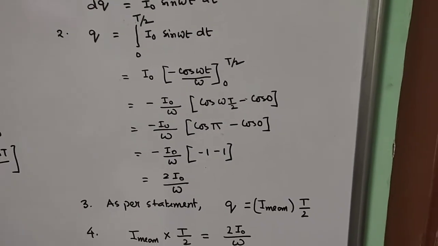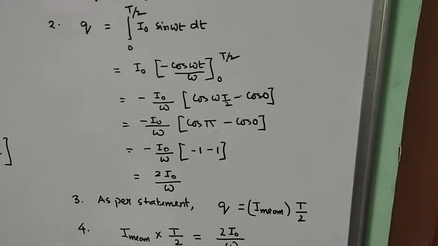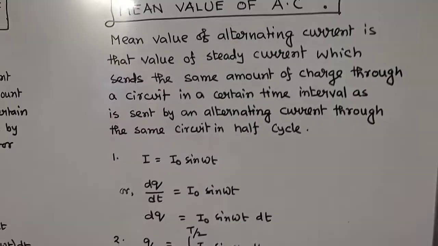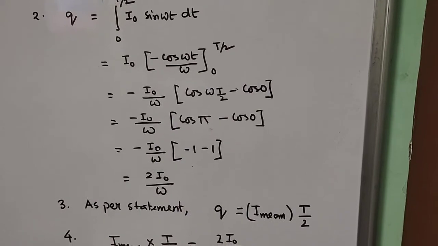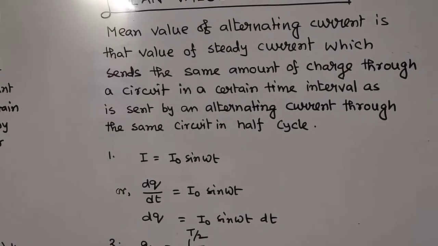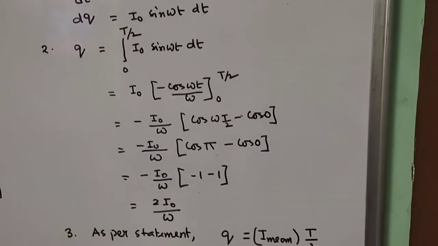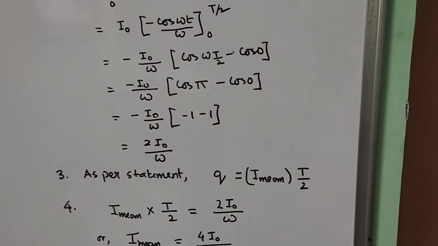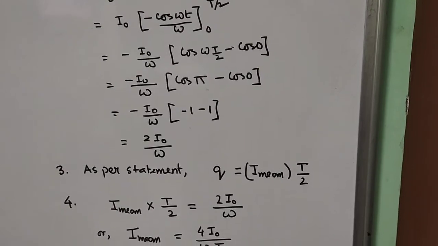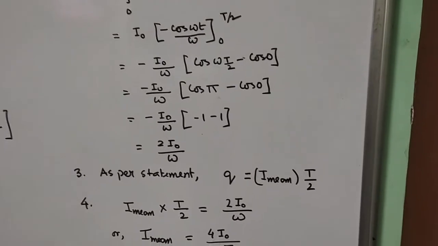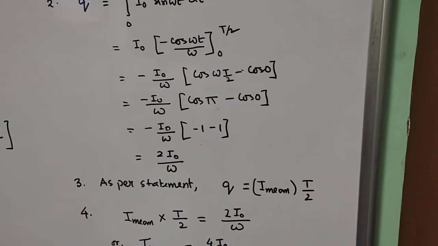So if we have to define steady current, that steady current is nothing but the mean value as per the statement. Mean value of alternating current is that value of steady current. So for the steady current, the corresponding charge is the same as that of the AC source as per the statement. Same amount of charge is written there. So Q equals I mean, that is the steady value of current, times the time interval, which is the same as the previous one, that is T by 2. So if we equate these two Q's, because these are identical, I mean times T by 2 equals 2 I naught by omega.